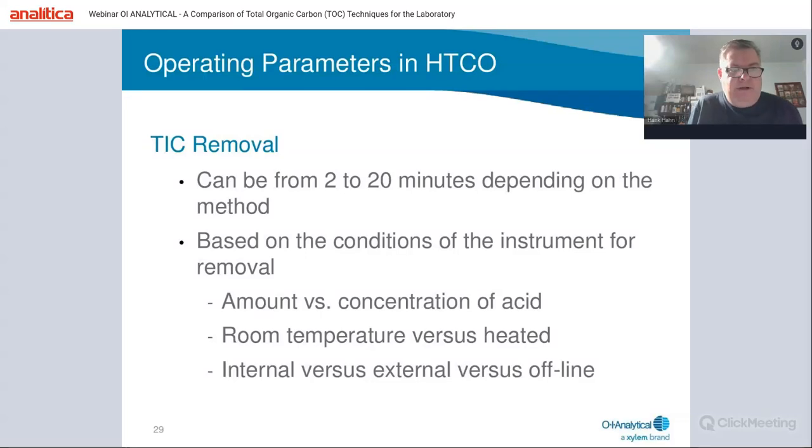With the operating parameters, there's TIC removal. That can be from 2 to 20 minutes, depending on the method, based on the conditions for the instrument, the amount and concentration of acid, room temperature versus heated, and internal versus external versus online. Methods vary for TIC removal, and these are considerations to take into effect. It should also be incumbent upon the analyst to ensure the removal of TIC under the manufacturer's specifications.